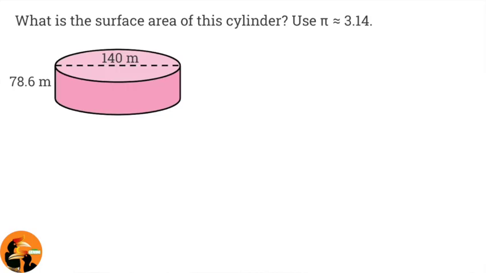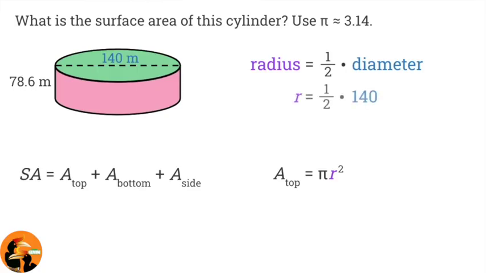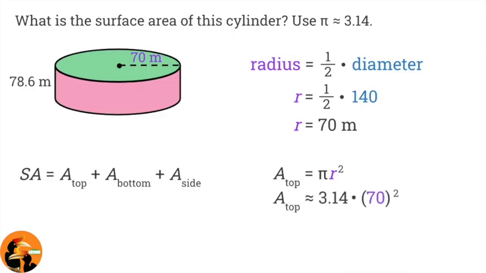This time, we want to find the surface area of this cylinder. We'll need to add up the areas of 3 parts: the top circle, the bottom circle, and the curved side surface. Let's start with the area of the top circle. The area of a circle is equal to pi times the circle's radius squared, or pi r squared. In the diagram, we can see that the diameter is 140 meters. Remember, the radius of a circle is equal to half the circle's diameter, so the radius of this circle is 70 meters. Let's substitute 70 and 3.14 for r and pi in our equation and solve for the area.